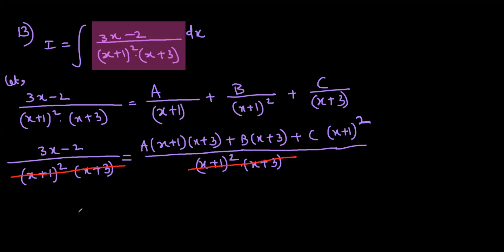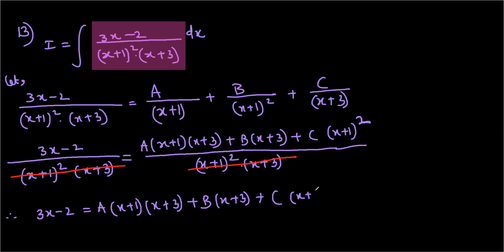So whatever you have, it's only the numerator that you are left with. So you got here 3x minus 2 equals a multiplied with (x plus 1)(x plus 3), plus b multiplied with (x plus 3), plus c multiplied with (x plus 1) the whole square. Now this I write as equation number 1, and this is equation number 2.